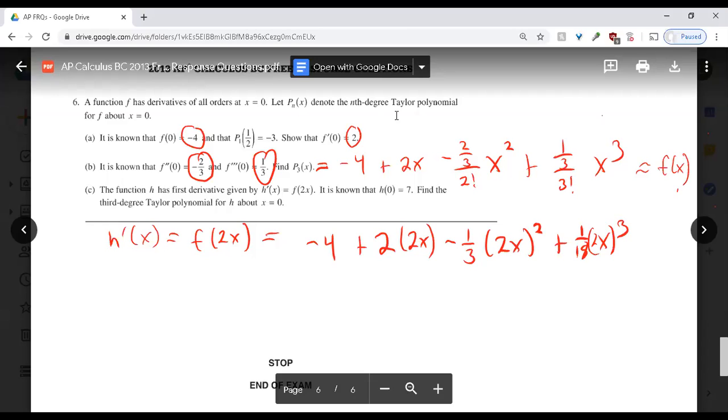If it says find the third degree Taylor polynomial for h, I have to take the integral of this. So I'm going to take, to get from h prime of x to h, you have to take the integral. So that means I'm also going to take the integral of all of this. So this is going to give me h of x equals, when I integrate -4, that's going to be -4x.